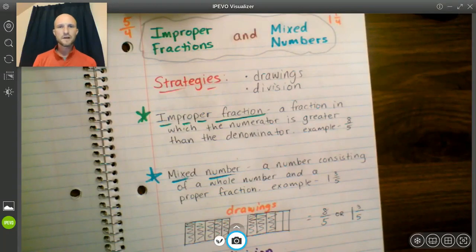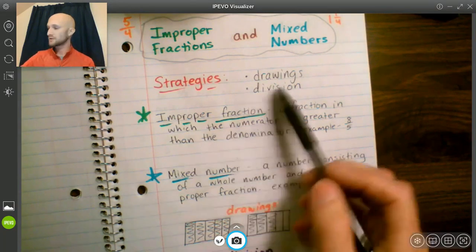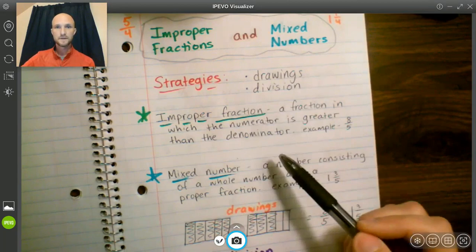Hey folks, today we're going to be talking about improper fractions and mixed numbers. We're going to be using two strategies to do that. Those strategies are drawings and division.